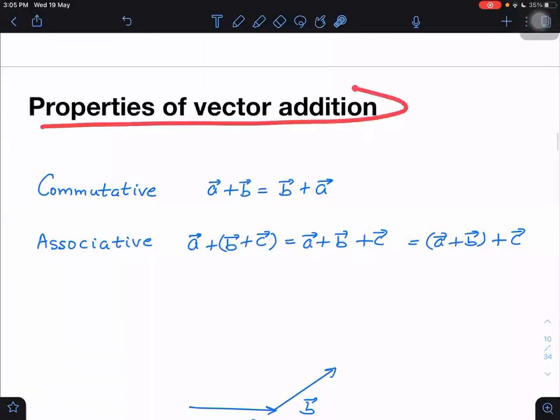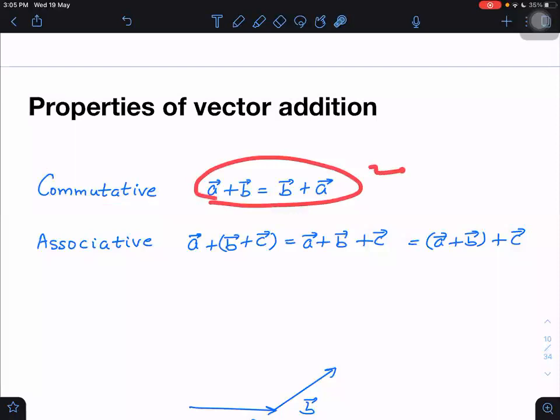Properties of vector addition. Here I wrote the properties now. One is the commutative property. I already proved it before. A plus B will be equal to B plus A. Right? A plus B will be equal to B plus A.